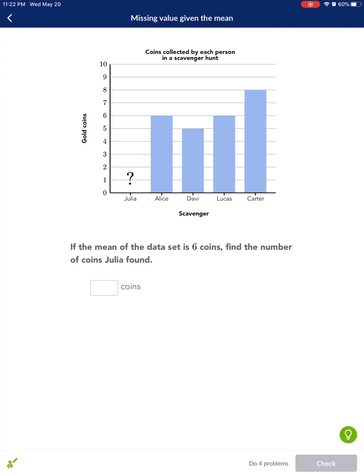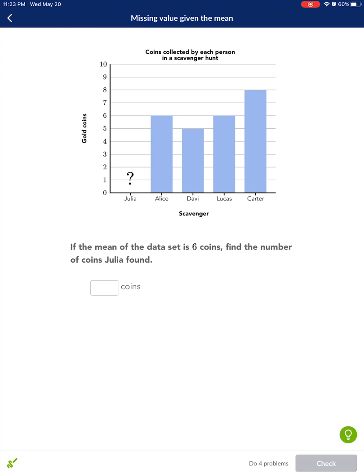All right. Missing value given the mean. Coins collected by each person in a scavenger hunt. Wow, that's a lot of coins. Gold coins in the scavenger hunt. Well, we know that Alice found 6. We know Davy found 5. Lucas found 6 as well. And Carter found 8. And we know that the mean of the data set is 6. So on average, they found 6 coins.